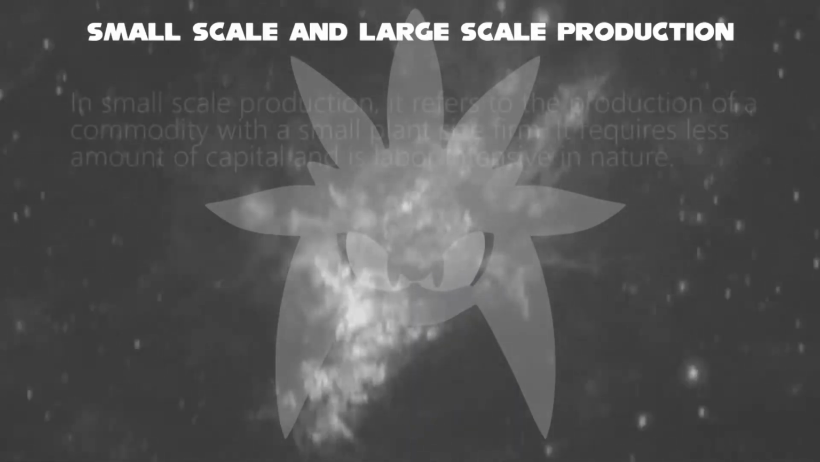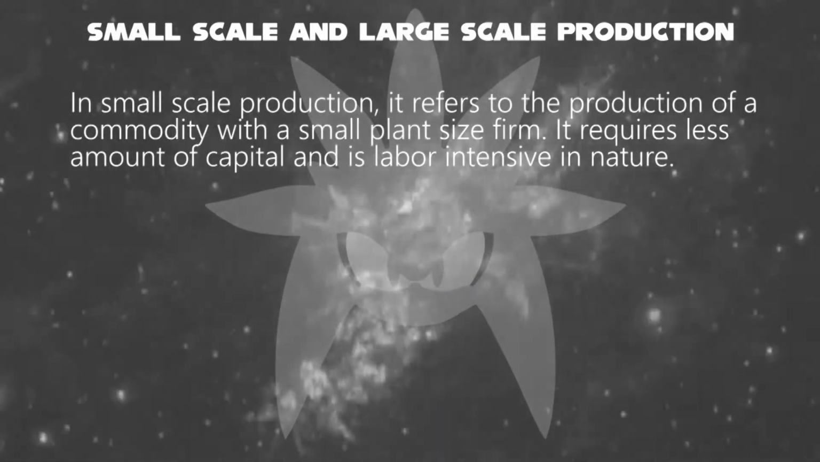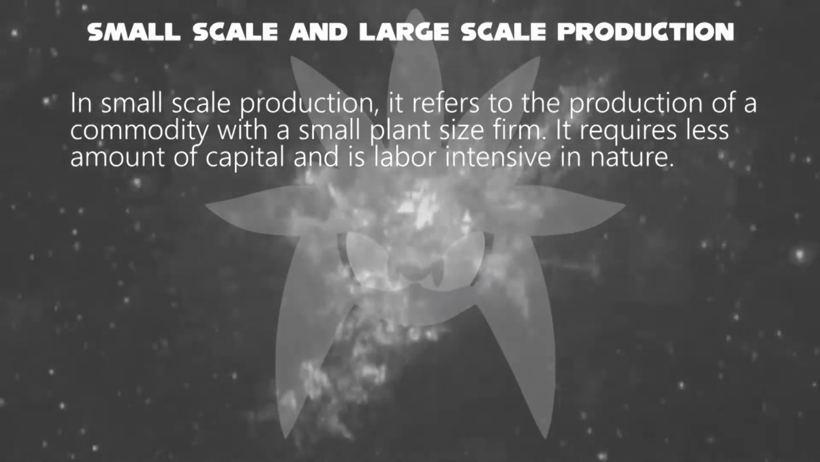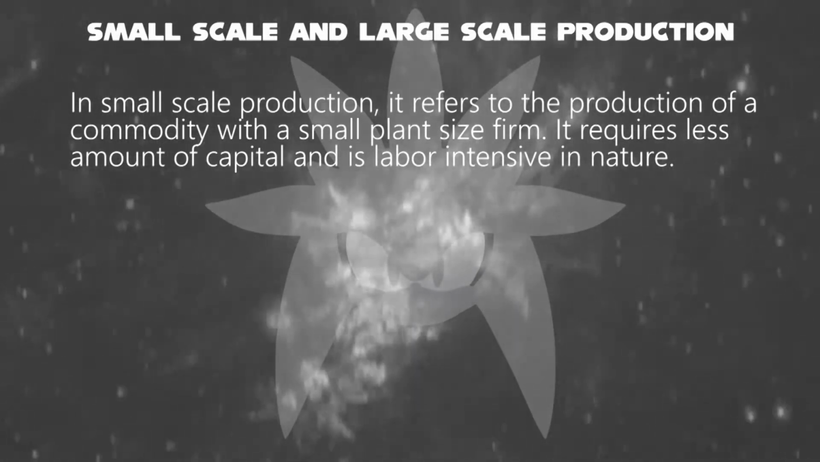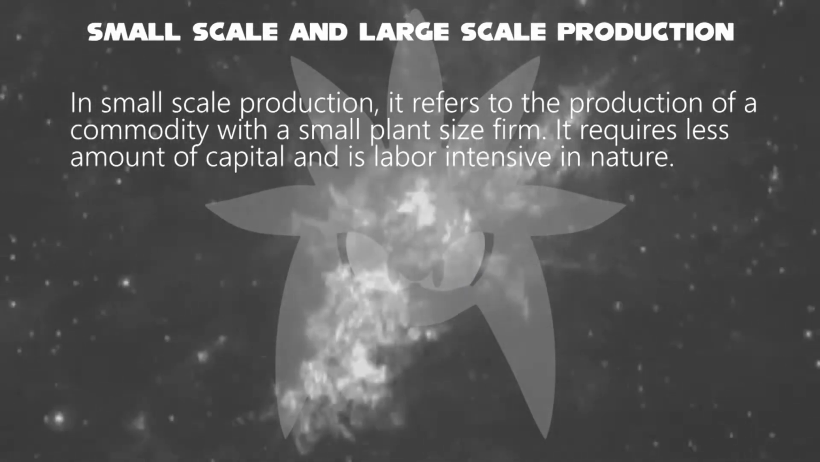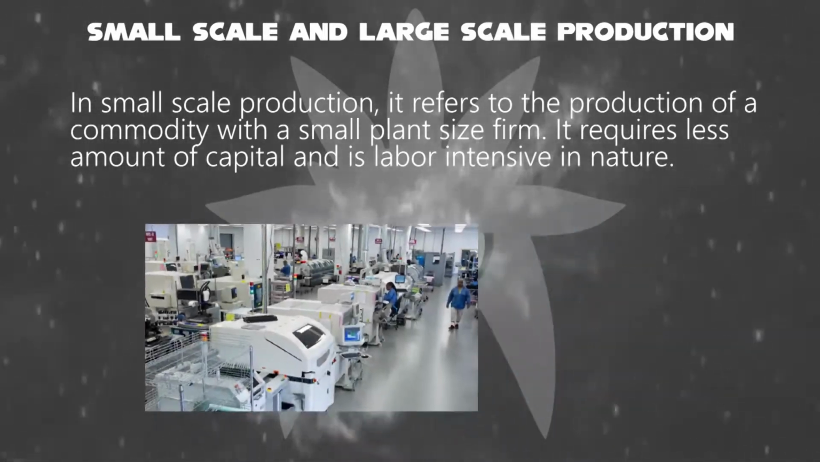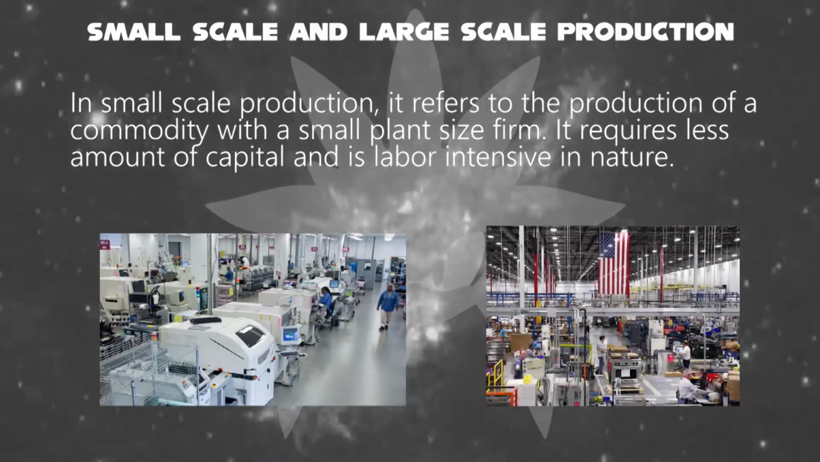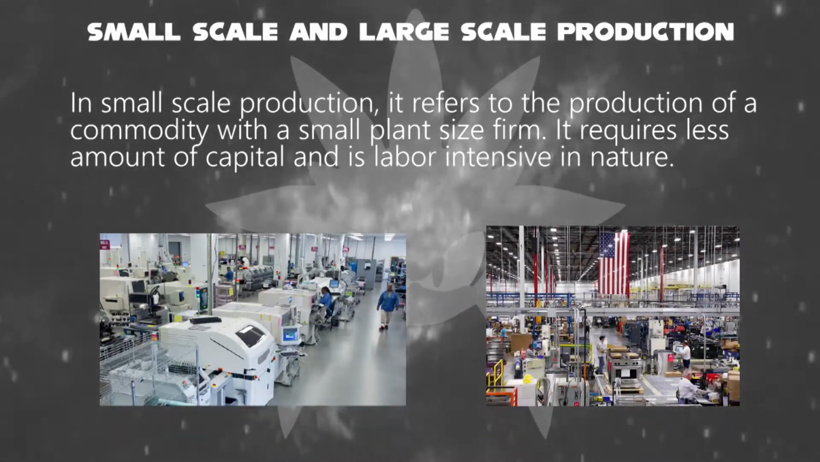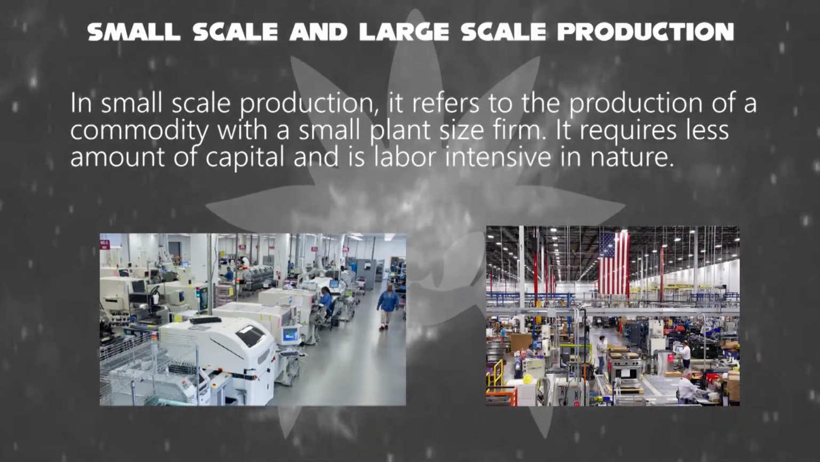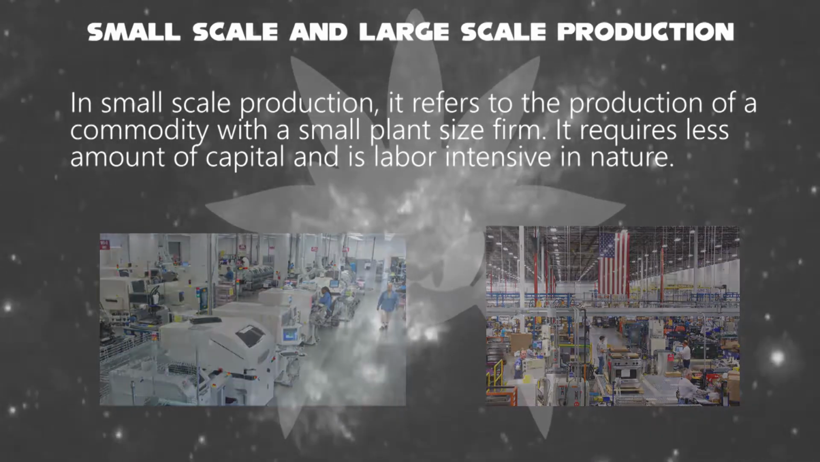Small-scale production refers to the production of a commodity with a small plant-size firm. It requires less capital and is labor-intensive in nature. This is called a factory, where manufacturers can create goods like foods, plastics, garments, electronics, and many more.